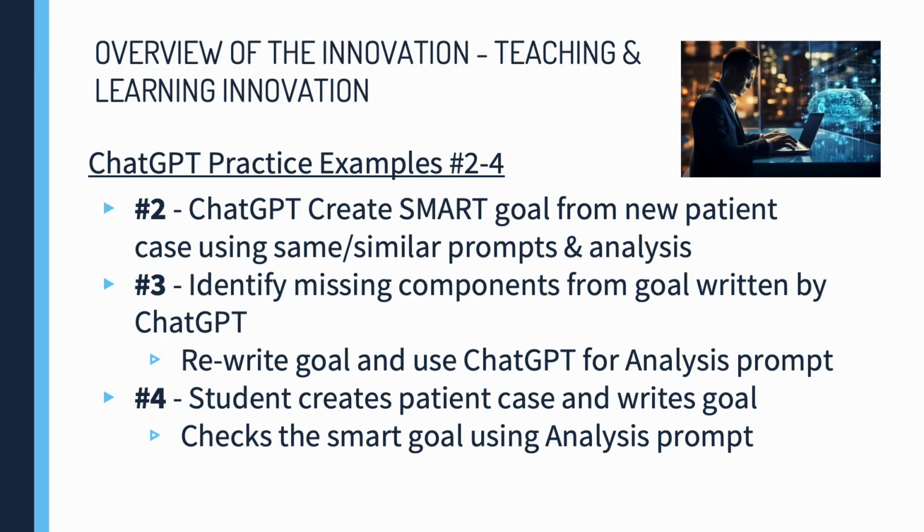The 3 remaining objectives changed the structure of the learning slightly. The second objective was similar to the first, but for the third objective, a prompt was given to write a SMART goal with 1 or more missing components from a new patient case scenario. Students had to identify missing components of the goal and then rewrite it. They could then use the analysis prompt to check their work. For the fourth, students were asked to write their own patient case and then write SMART goals from this, once again using the analysis prompt to check their work.